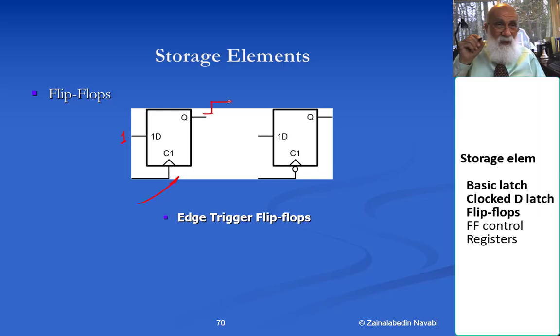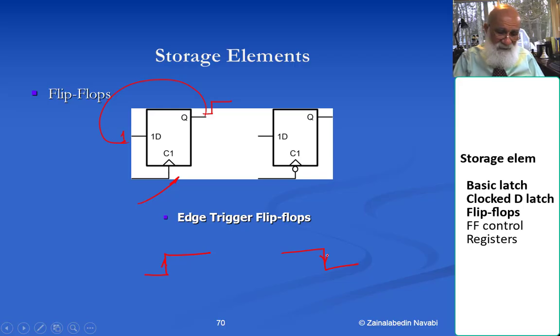But as soon as the output becomes a 1 and the rising edge of the clock is passed, the output remains a 1. And if you have a feedback through the input, that feedback will not happen until the next clock edge. The one on the left is called an edge trigger D flip-flop. The one on the right is also an edge trigger D flip-flop. The one on the left is a rising edge D flip-flop. The one on the right is a falling edge D flip-flop.